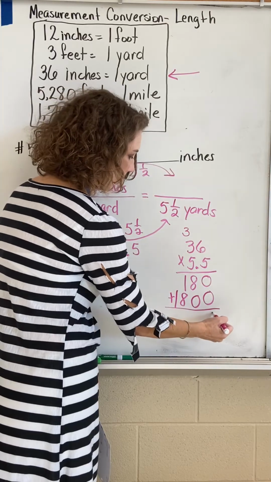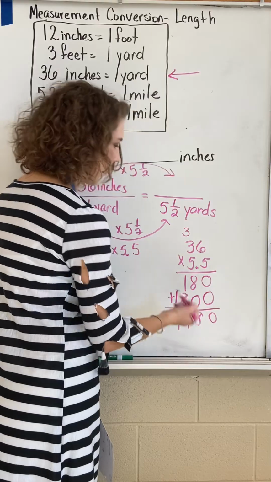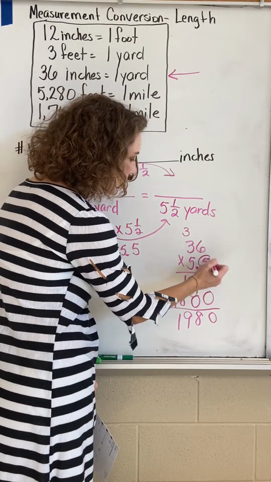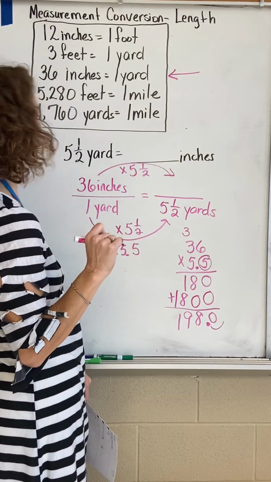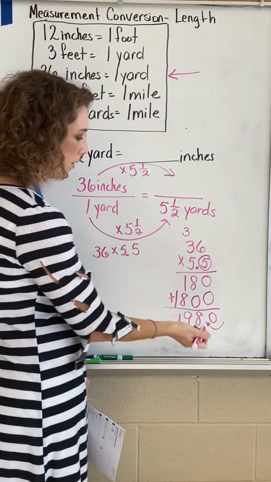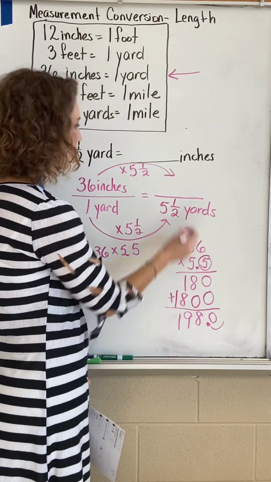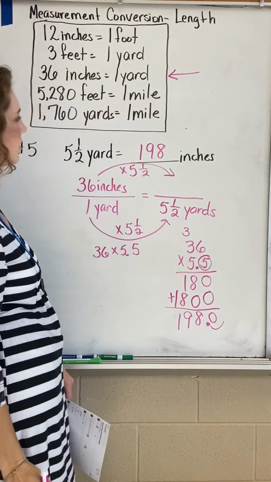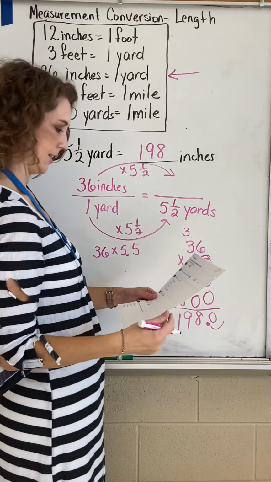Okay, now we add that together. That's 0, that's 9, and 1. We put our decimal in the correct place. Look, there's only 1 digit behind the decimal. So we move over so there's only 1 digit. Okay, so actually, we can drop that 0 because it holds no value right there. And we can just put 198. 198 inches. Okay.